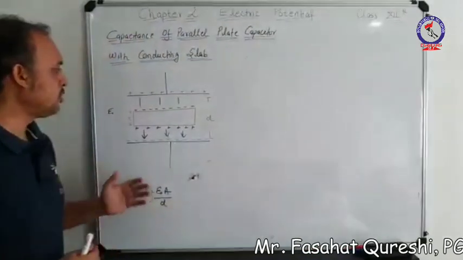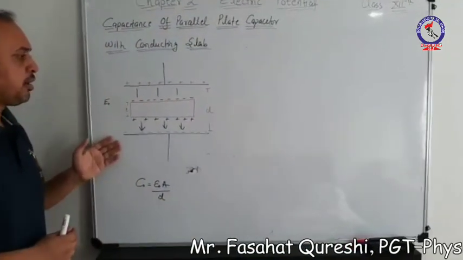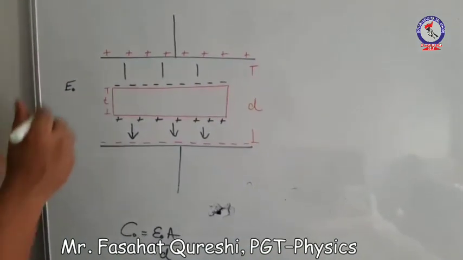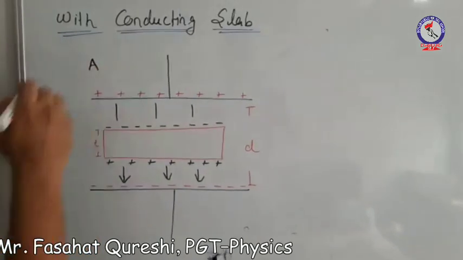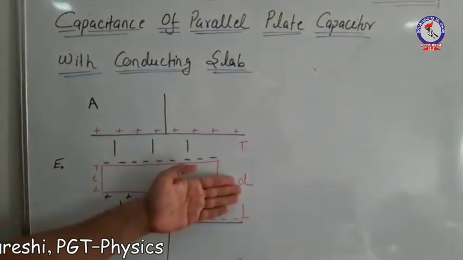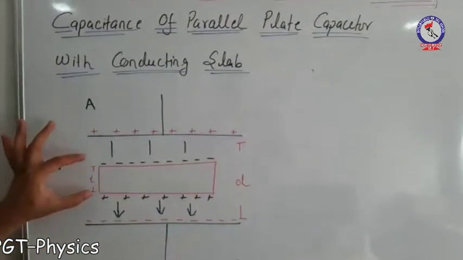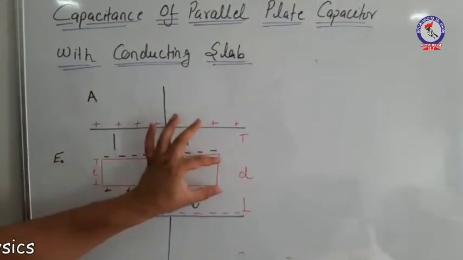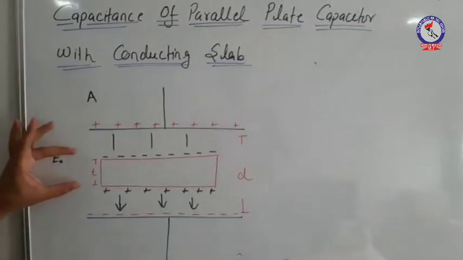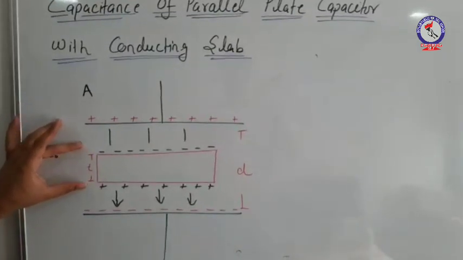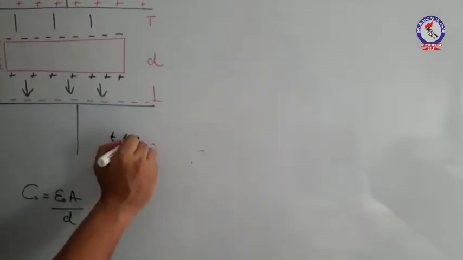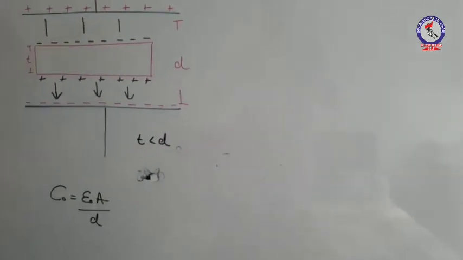Now let us suppose this is a parallel plate capacitor. Let the plate area of this capacitor be A. The separation between the two plates is D. Now consider a conducting slab. This is a conducting slab which is being introduced between the plates of the capacitor. The thickness of this slab is T. Consider that this thickness is less than the distance between the two plates.